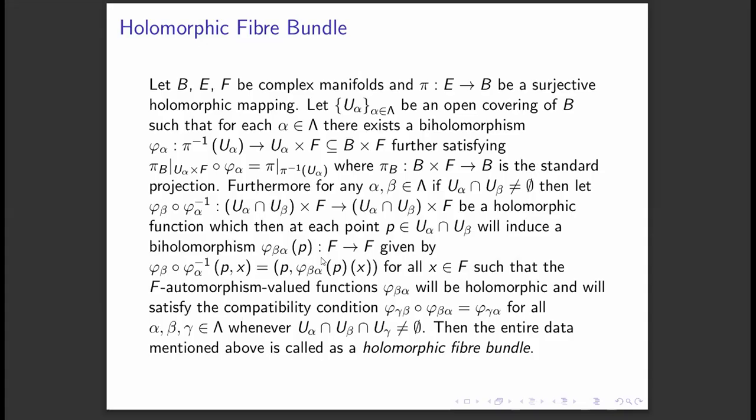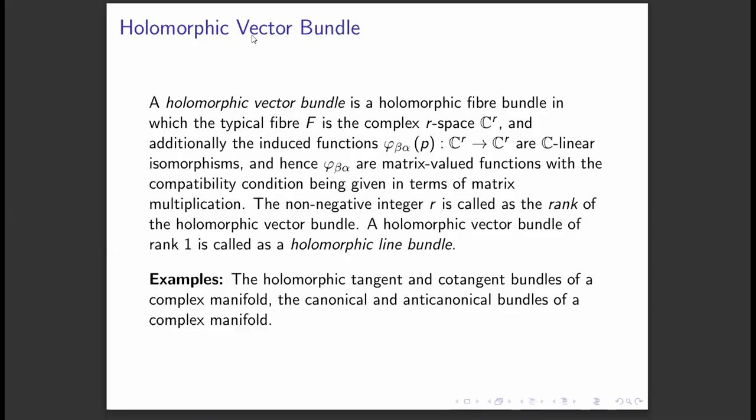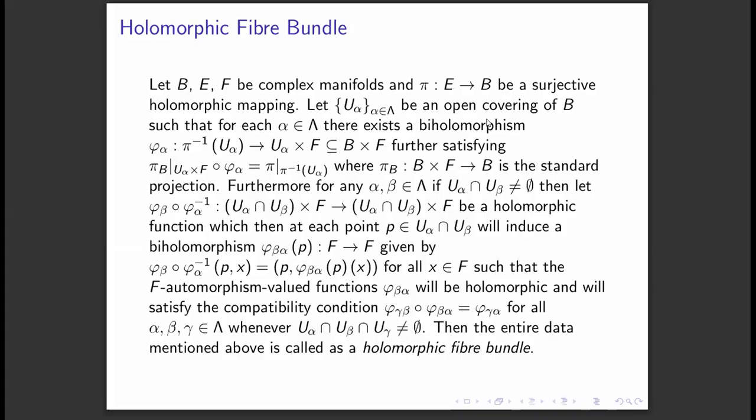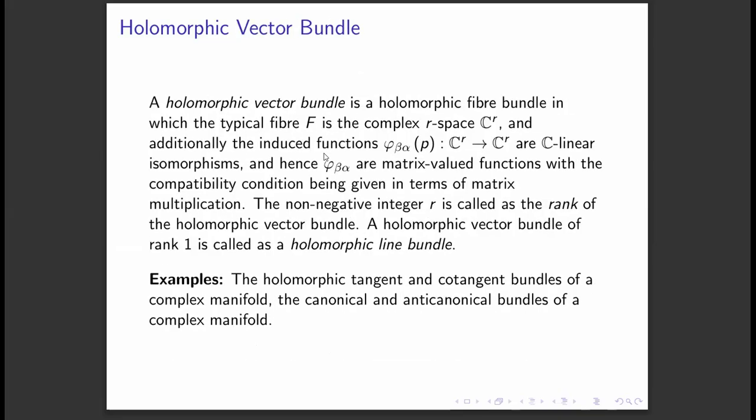Okay, no problem. Thank you. You are right that each fiber pi inverse of small p, where small p is any element of the base space capital B, will be biholomorphic to the typical fiber, or in the case of holomorphic vector bundles, it will be biholomorphic to C^r, where the biholomorphisms are precisely given by the local trivializations itself. So that's the thing.